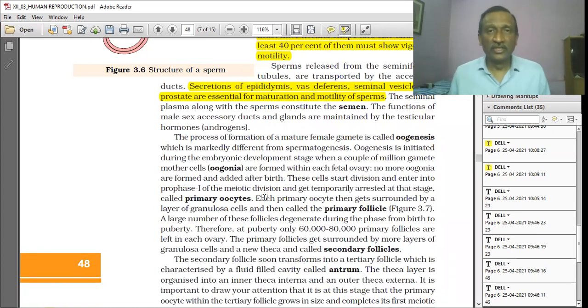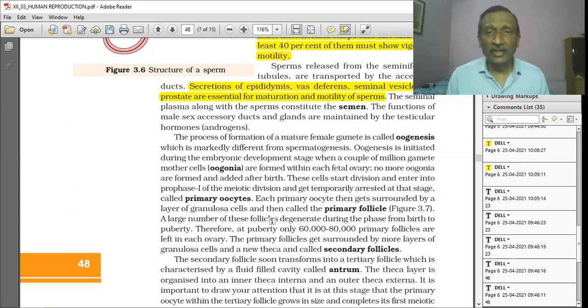Okay, let us talk about oogenesis. Oogenesis is markedly different from spermatogenesis. There is no relation, except that both of them show meiosis. Otherwise, there is no similarity between them. Very often this question is asked: write five differences between oogenesis and spermatogenesis. And the children write that oogenesis takes place in the female, and spermatogenesis takes place in the male. These are not the things which get marks.